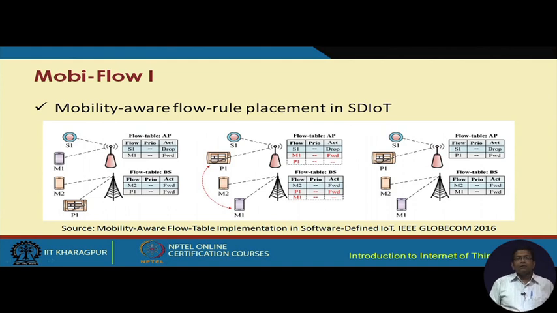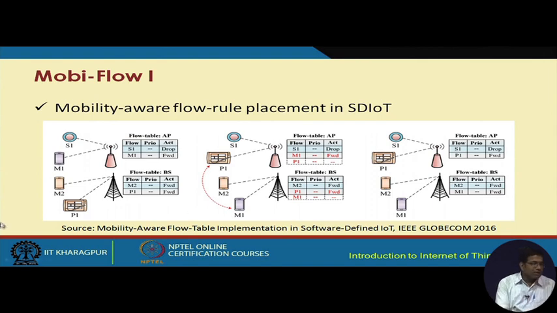Now, let us look at the third solution that I was talking about, MobiFlow. This paper was published in IEEE Globecom 2016. The MobiFlow solution was proposed by us in the SWAN group. MobiFlow basically gives a mobility aware flow rule placement for mobile based IoT systems.